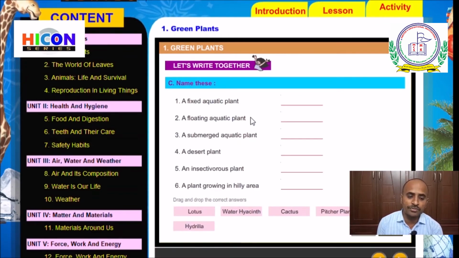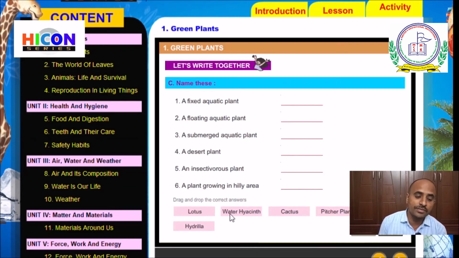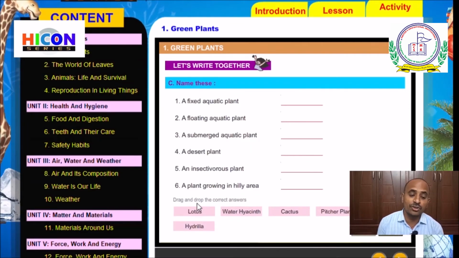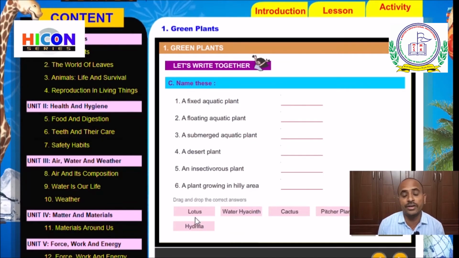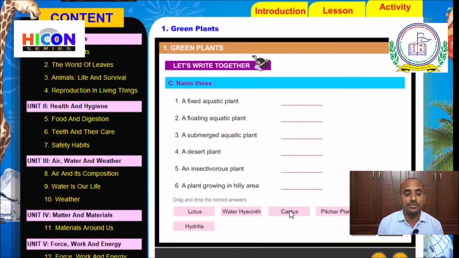Some names of the plants are given below the sentences. We have to choose the suitable word for each sentence to get the answer. They have already given some words below the sentences, so read those words once again. The first word is lotus, the second one is water hyacinth, the third one is cactus, the fourth one is pitcher plant, the fifth one is pine, and the sixth one is hydrilla. But we have to choose the suitable answer for each sentence.